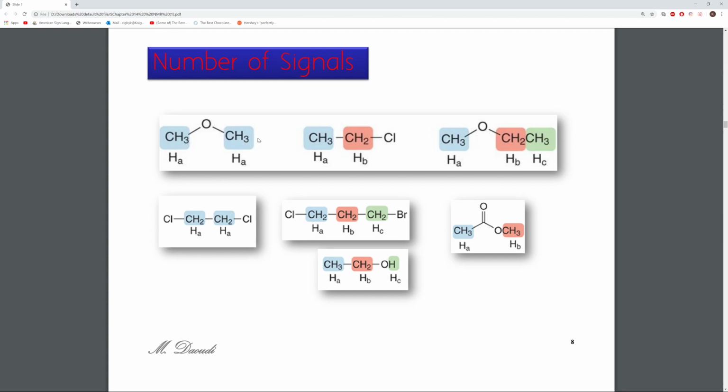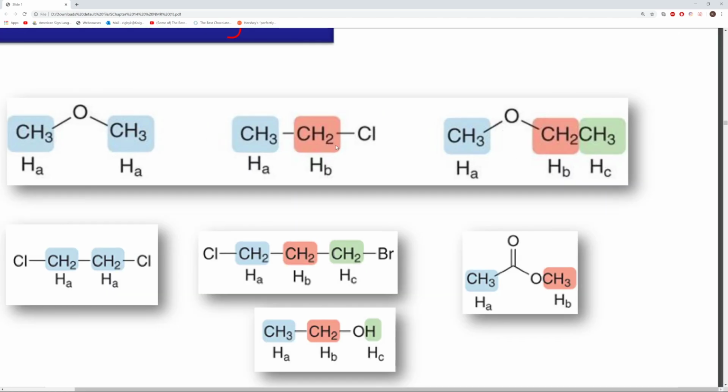If we look at this middle example with the Cl, we can see here that on the left, the blue, we have CH3. Those H's are attached to a C, which is attached to a CH2, which is attached to a Cl. If we look at HB, which is the red, those H's are attached to a C, which is attached to a CH3 and a Cl at the same time.